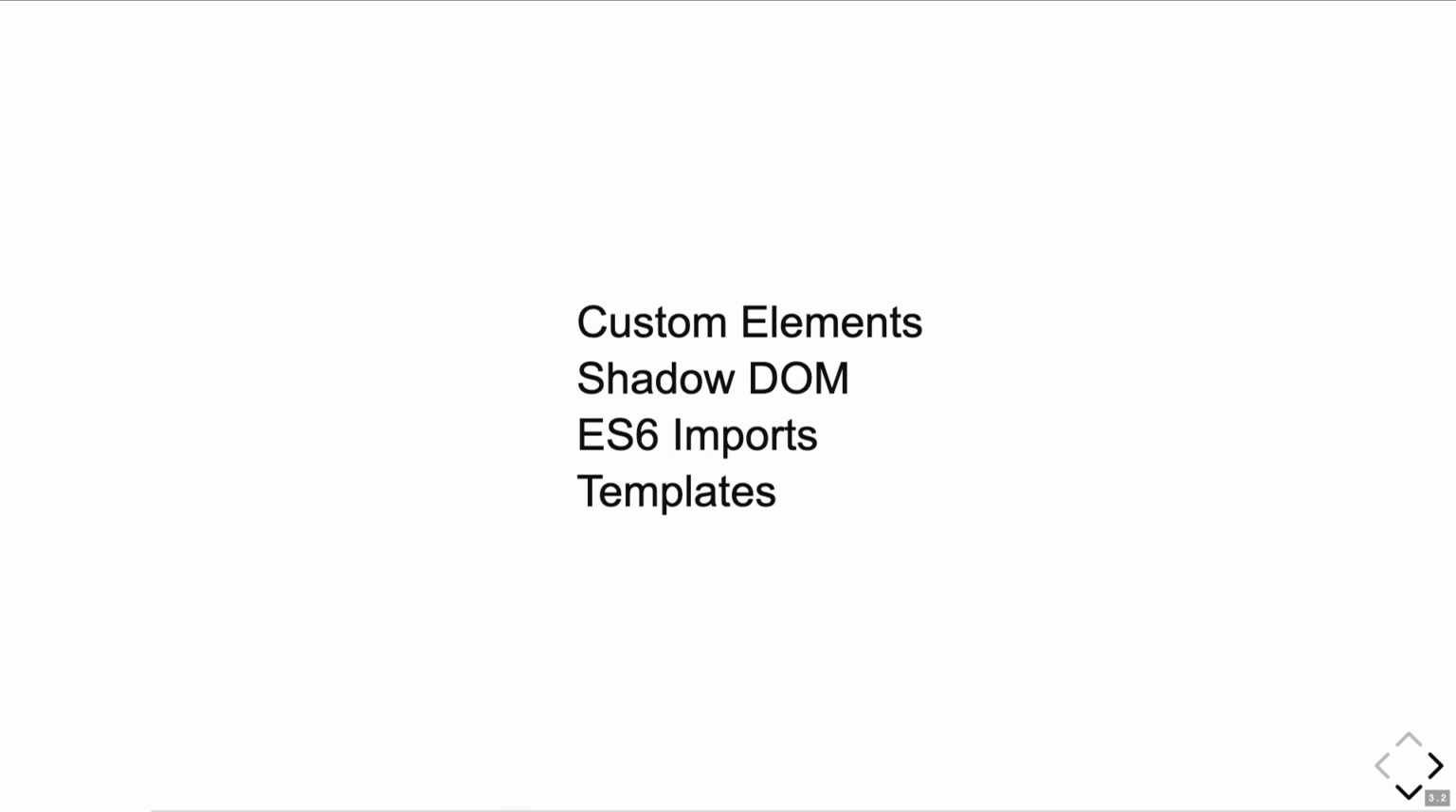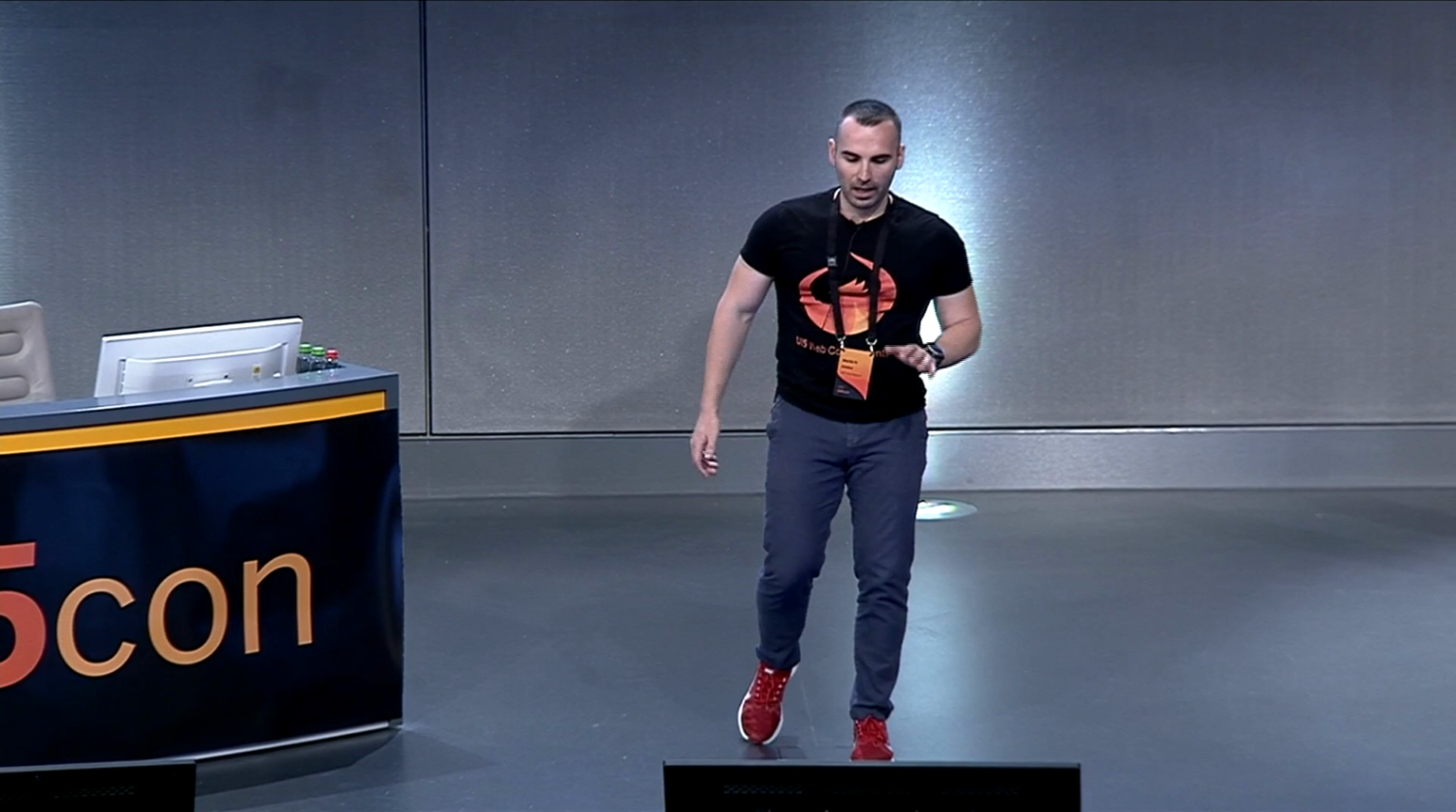The custom elements, the shadow DOM, ES6 imports, which just empower the web components in their packaging, and the template stack, which is helping and solving different performance issues in the browsers, which occur when you want to clone multiple nodes when you're binding big data and so on. I will quickly go through the first two.